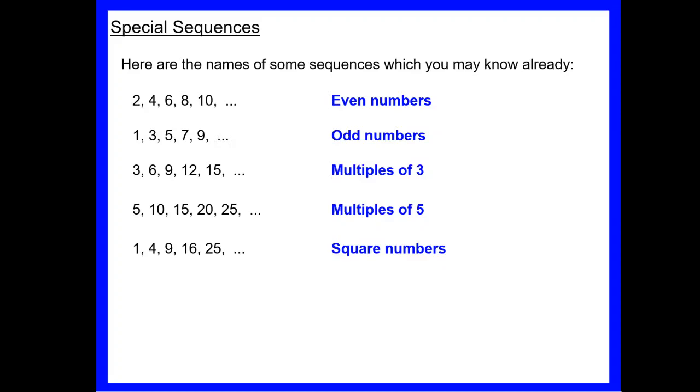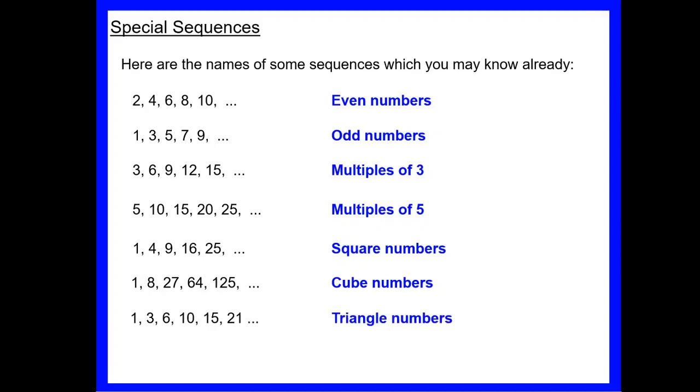These are our square numbers. We're going to have a look at those a little bit more in a moment. And this set, these are the cube numbers. Another slightly different one, triangle numbers. You might not be as familiar with those. And finally, another group of numbers we should be much more familiar with are our prime numbers.